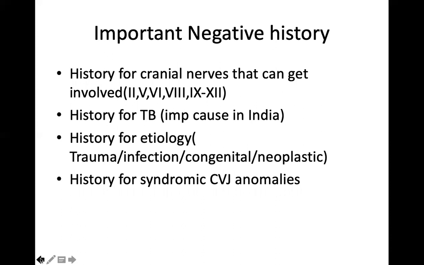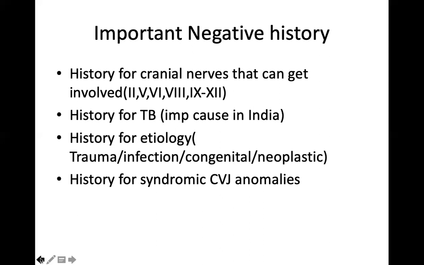So the history of cranial nerves that can get involved in a spine case, right from the second nerve, because of hydrocephalus and optic atrophy. Fifth nerve, as we already discussed. Sixth nerve again is because of the raised ICP. Eighth nerve is very commonly involved, sensorineural hearing loss is found in CV junction anomaly. Then lower cranial nerves 9 to 12 can definitely get involved.